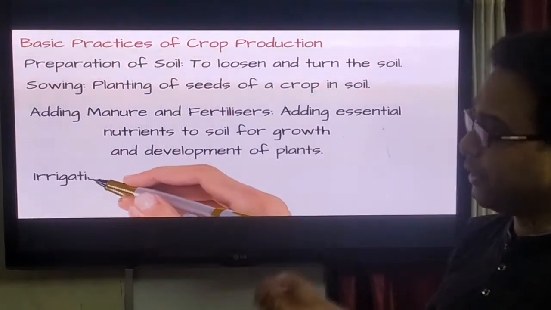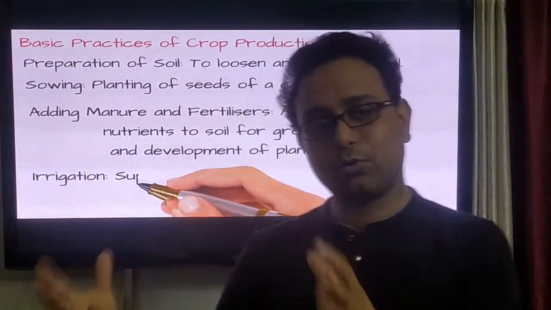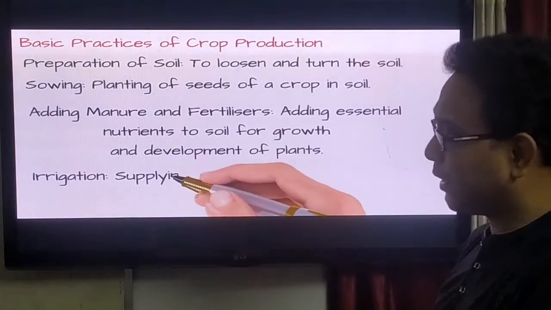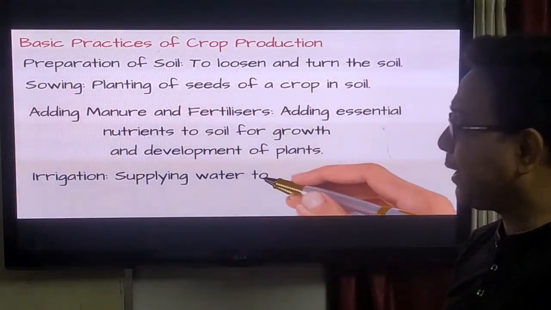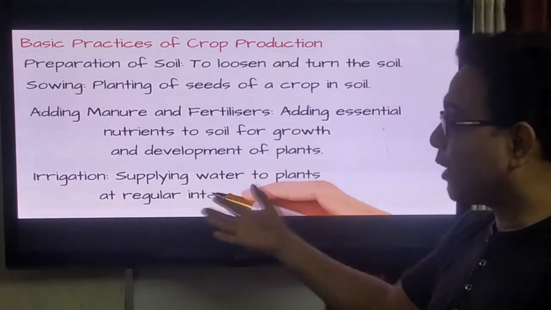Next step, that is the irrigation. Because you know that plants need water. Without water, plants wilt. So irrigation is a very important step. Here, that is supplying water to the plants at regular intervals.